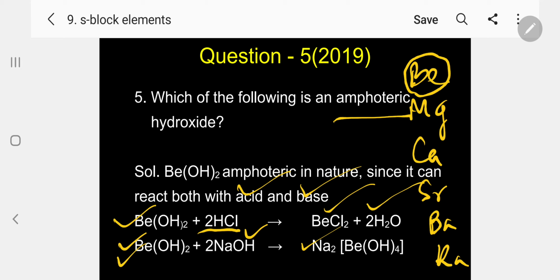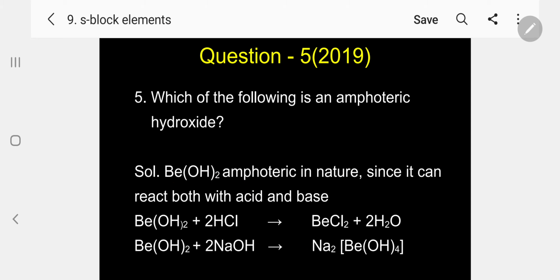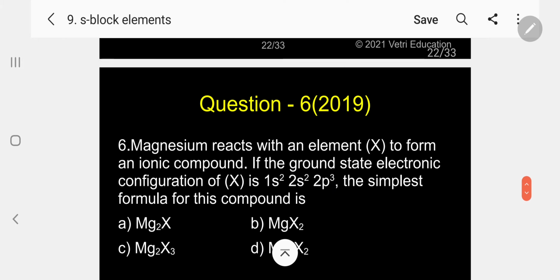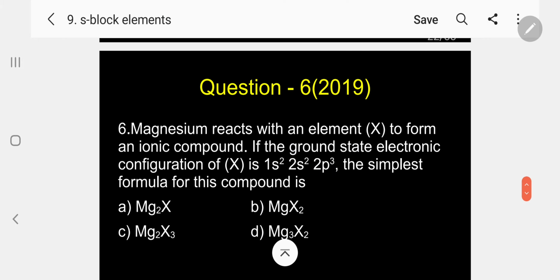Salt means definitely this should be an acid. So beryllium hydroxide is behaving as both an acid and a base. So it is amphoteric. Please follow. Now come to the answer here. Among the four, the correct answer is beryllium hydroxide. My dear students, this question was asked in 2019. Okay, question number 6, a NEET question asked in 2019.